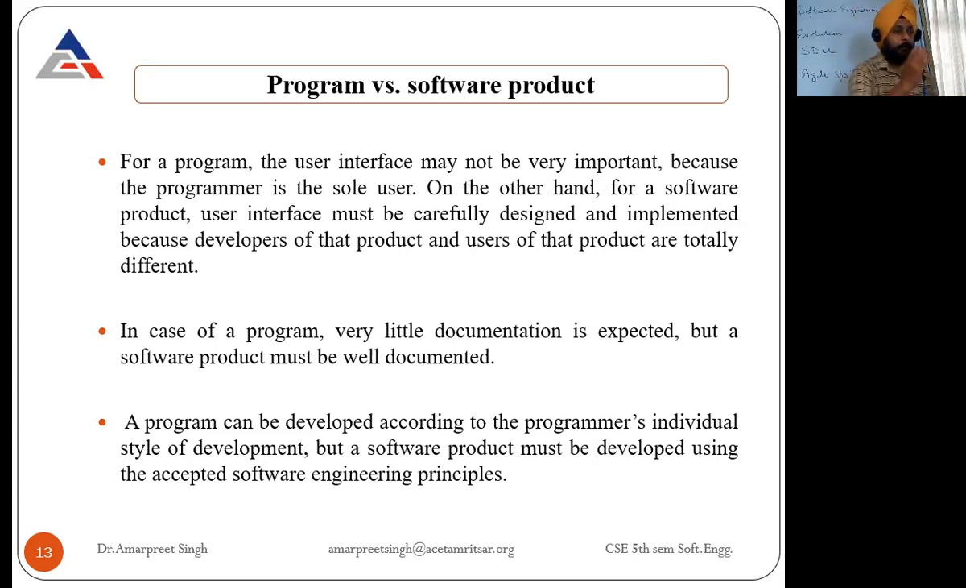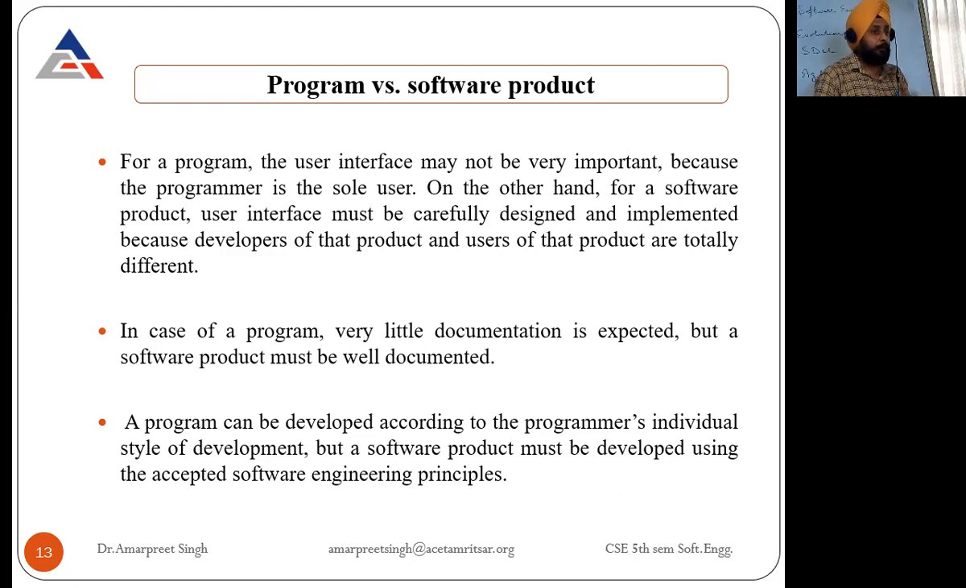So just see, for a program, the user interface may not be very important because there is only a programmer who is the sole user. On the other hand, for a software product which has to be used by multiple users of multiple categories, the user interface must be carefully designed and implemented, because developers of that product and users of the product are totally different. So user interface is one of the important points that has to be considered while we are making a software product.